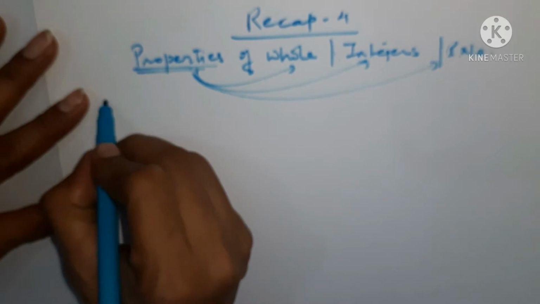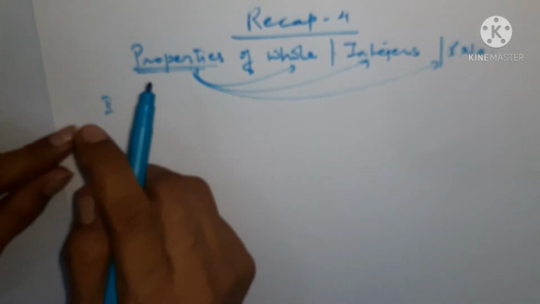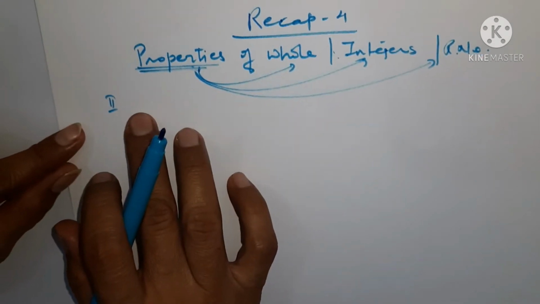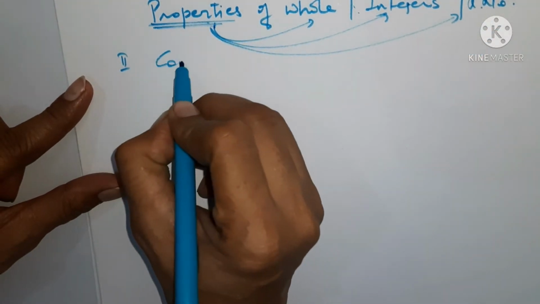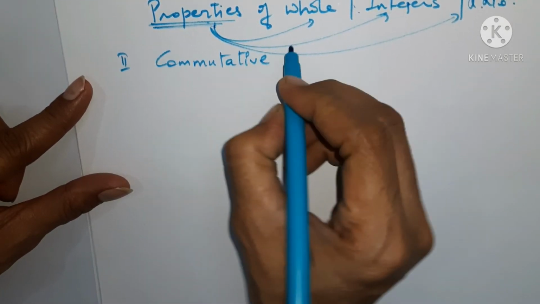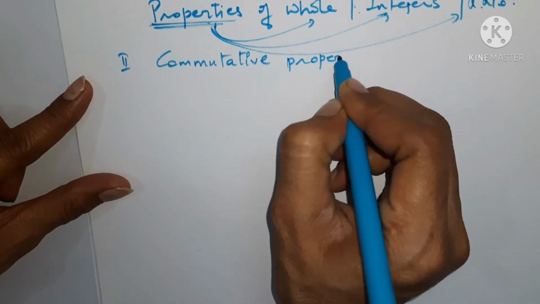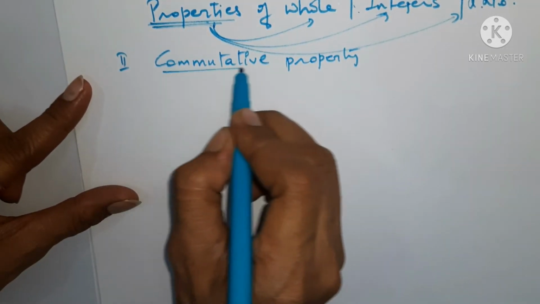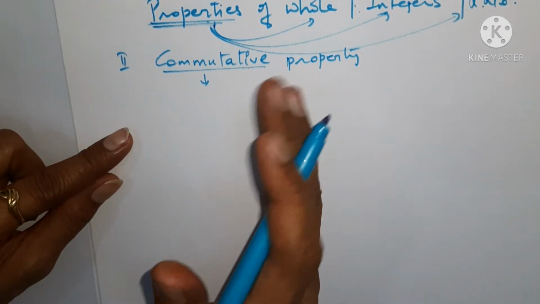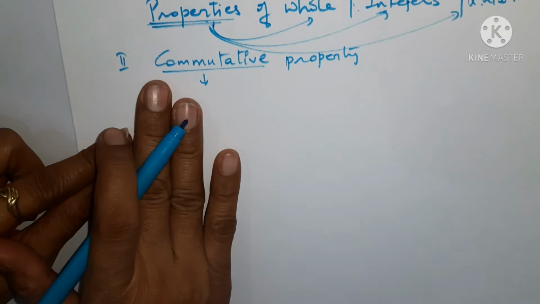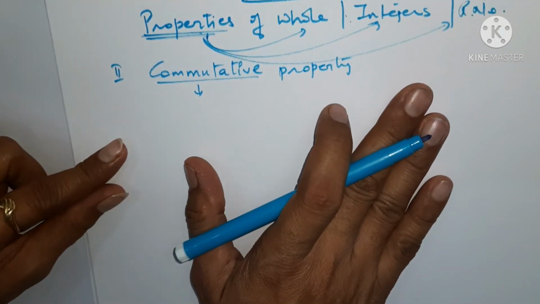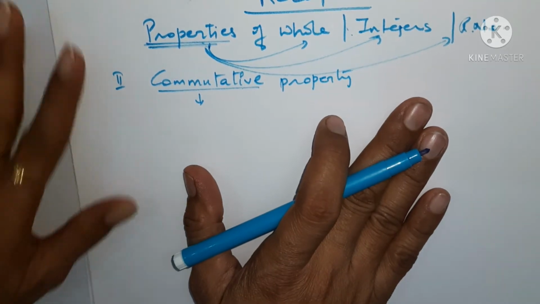So here the second property which we are going to do, in the previous recap we have done closure property. Now we are going to do commutative property. It's a very simple property, nothing is there. Simply you have to understand that commutative means interchanging positions. You have to change the position of the numbers, and irrespective of the position, if the results are the same after applying the operations, then commutative property is applicable.